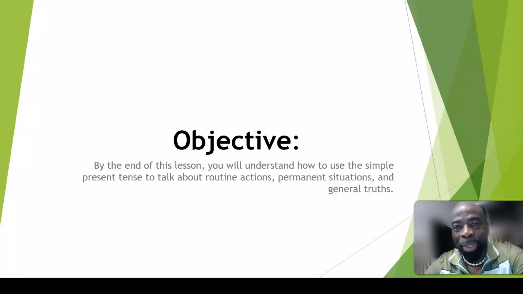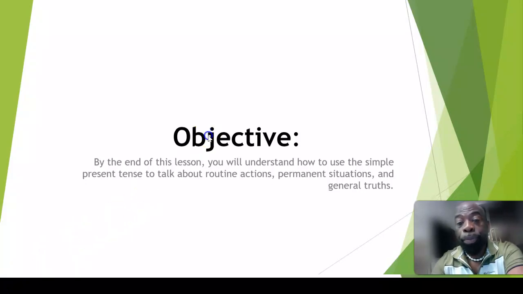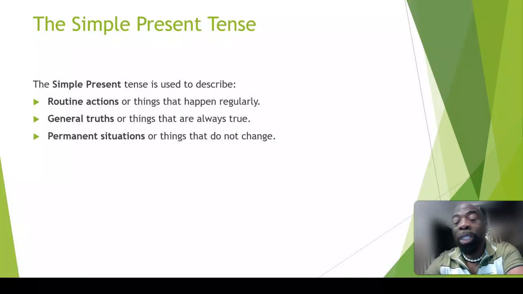Today, as the objective states, by the end of this lesson you'll understand how to use the simple present tense to talk about routine actions, permanent situations, and general truth. So, what are routine actions? Routine actions are things that happen regularly. General truths are things that are always true, and permanent situations are things that do not change.